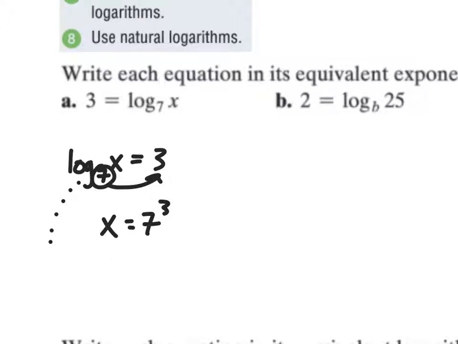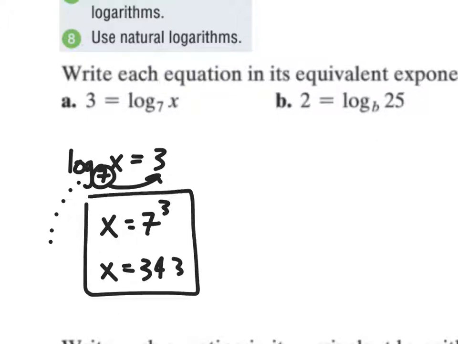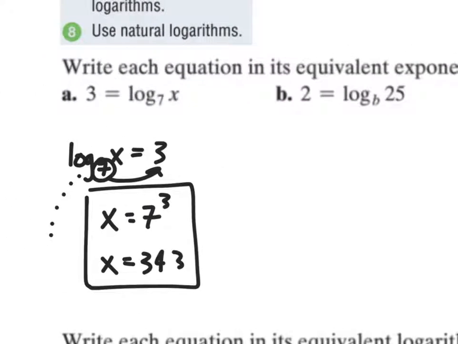And we can write that in an exponential form. And because we can evaluate this, let's go ahead and do that. So 7 cubed is going to be 343. So we can say x is 343. I would accept both answers. And that's all it wants us to do, to really rewrite it like this. But if you can evaluate it, let's go ahead and evaluate it.